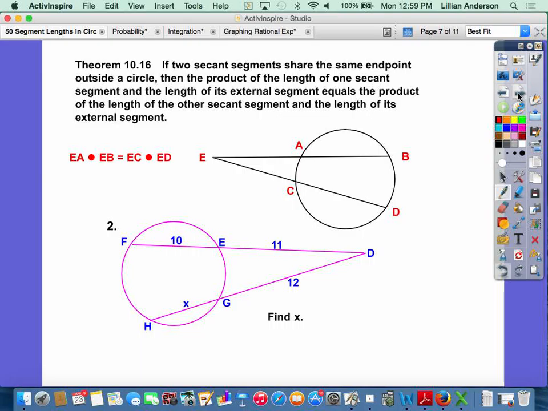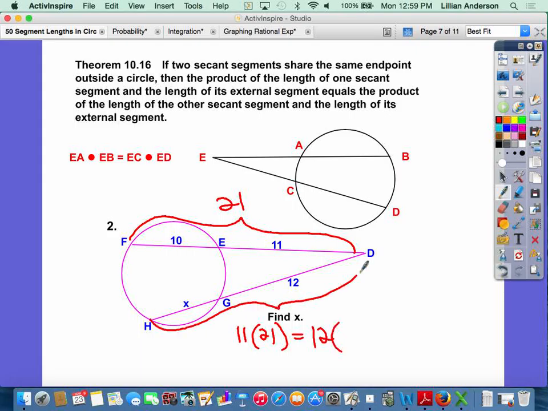Okay, so let's look at this example. 11 times 21. So I need the external secant, which is 11, times the whole secant, which is 21, equals the external part times the whole thing, x plus 12. Does everybody see where x plus 12 came from? It's the whole secant. So go ahead and solve this out.